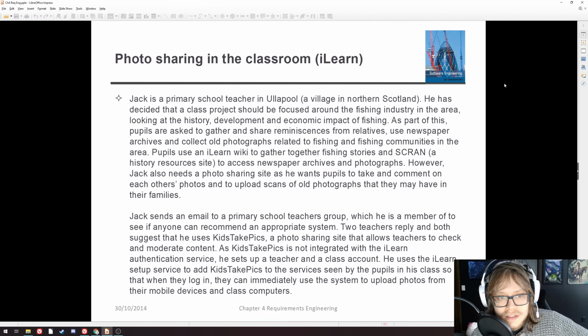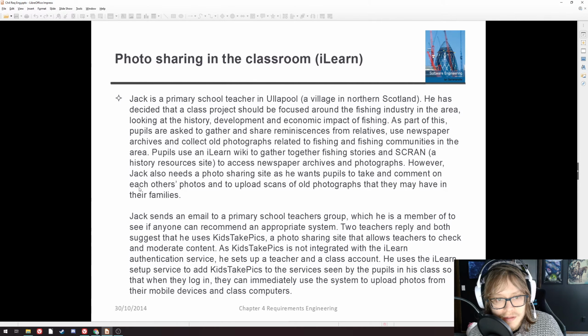So, Jack is a primary school teacher in Ullapool, a village in northern Scotland. He has decided that a class project should be focused around the fishing industry in the area. So see, they're writing a story. Maybe Jack's a real person. Maybe he's not. Maybe Ullapool's a real city. Maybe it's not. It doesn't matter. Let's get to the part where it interacts with the iLearn software.